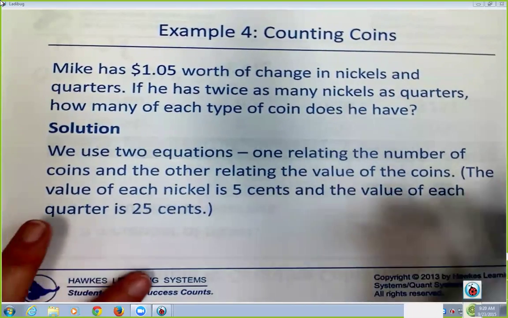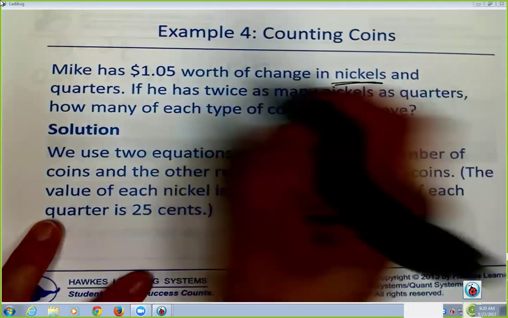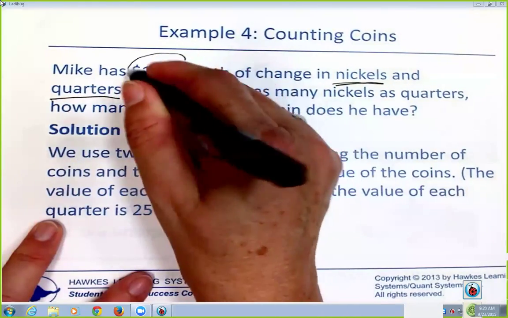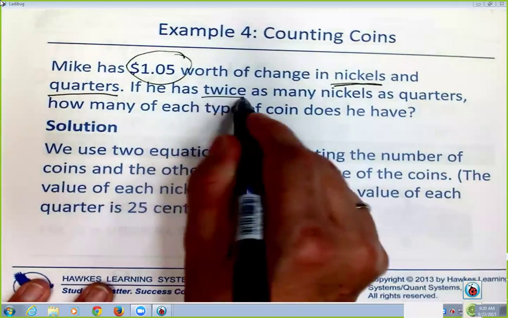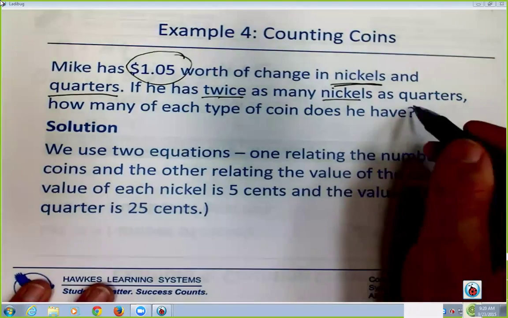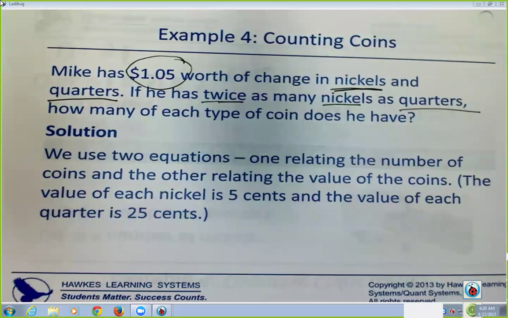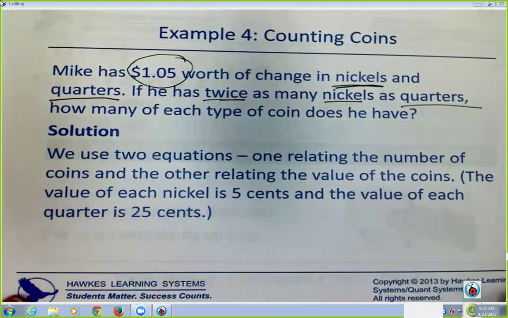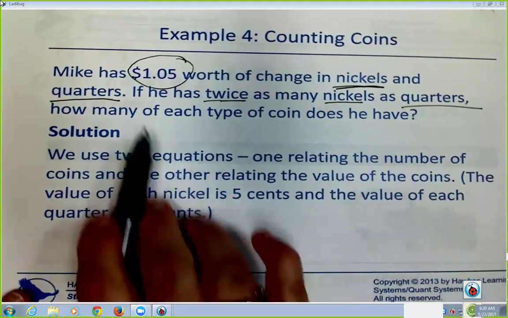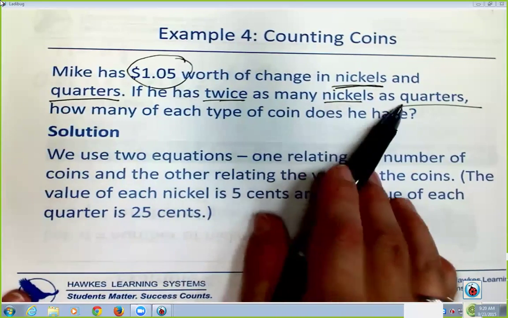Coins, we've got nickels and quarters, and they all equal $1.05. So Mike has $1.05 worth of change in nickels and quarters. If he has twice as many nickels as quarters, how many of each type of coin does he have? Two equations. One will be the number of coins. So how many coins does he have? Do we have any idea? Well, I know he has twice as many nickels as quarters.